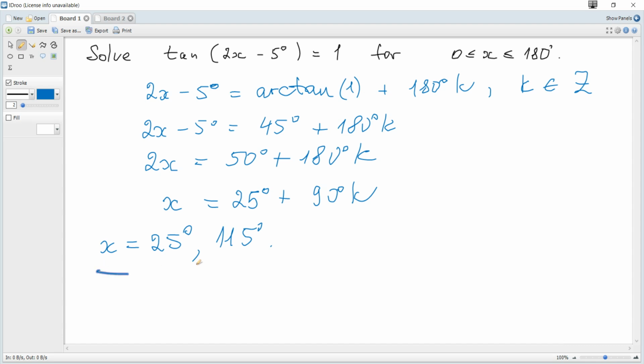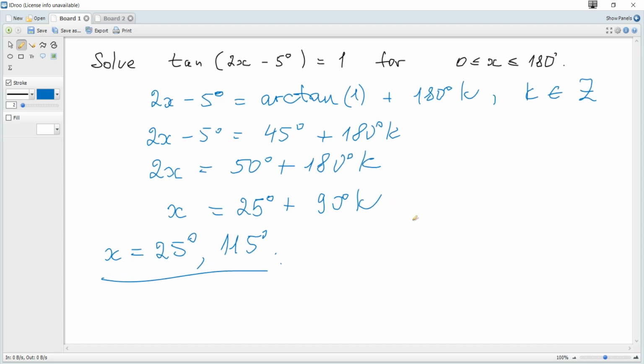So there are only 2 solutions from a given region for x to be greater or equal than 0 and less or equal than 180 degrees. And that's all for this question.